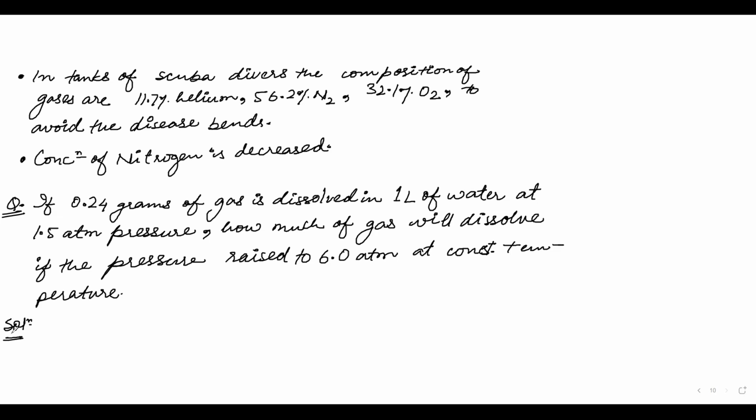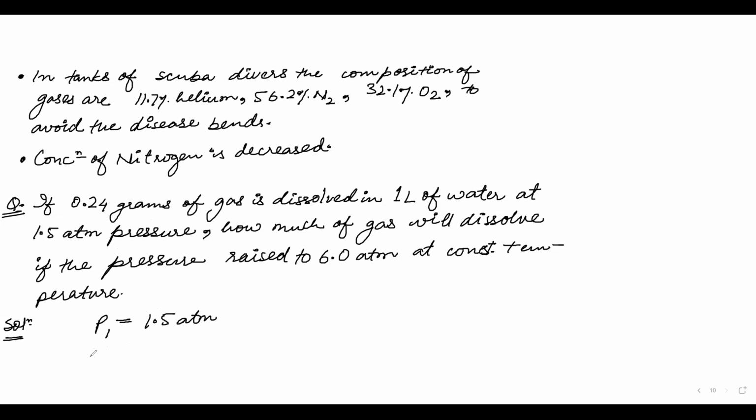Should I give you some hint how to do it? Okay, fine. First of all, we have been given 0.25 grams dissolved. So initially there is some quantity of gas which is dissolved in 1 liter of water, and the pressure is 1.5 atm. The pressure is 1.5 atm, and the mass dissolved is equal to.